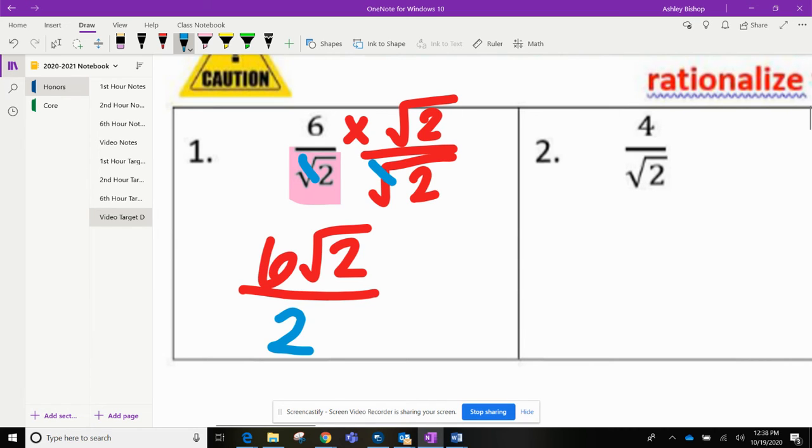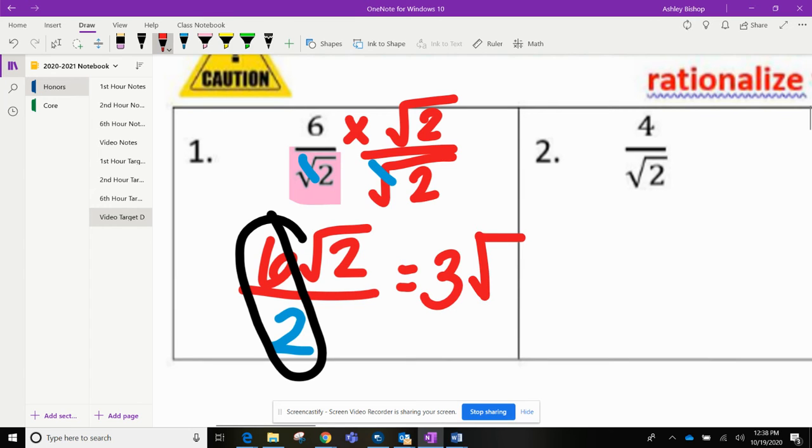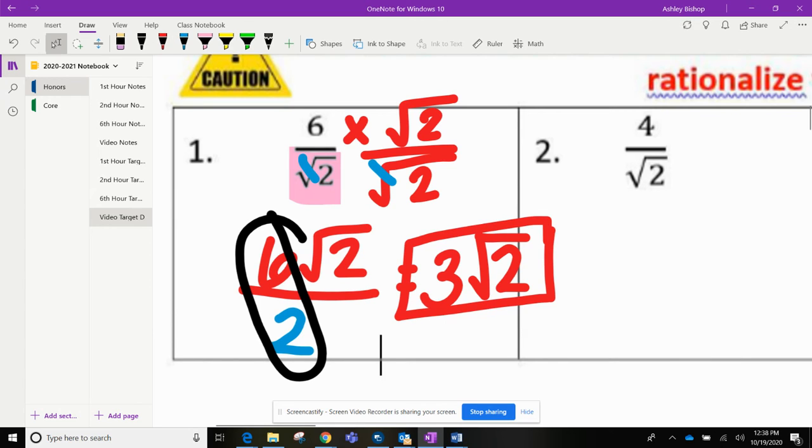Square root of 2 times square root of 2 is 2, and you can check that in your calculator if you're not sure. And then your answer is here, but then the last step you need to do is see if the numbers outside of the radical can simplify. 6 divided by 2 is 3, so that simplifies. 6 and 2 simplifies to 3, and you still have that root 2. So this answer should equal 3 times the square root of 2.